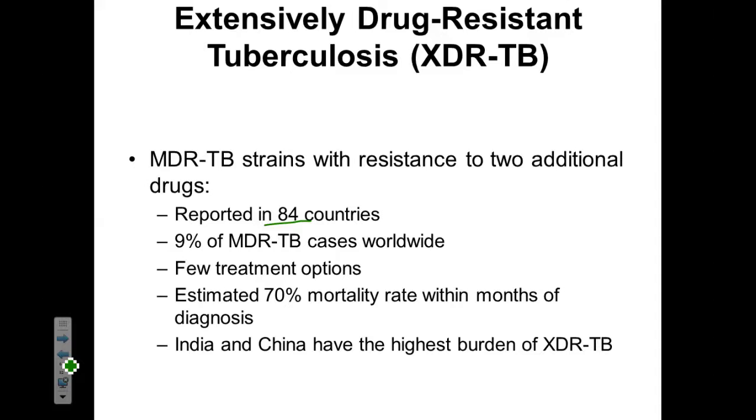Right now, India and China have the highest burden of pan-resistant, or XDR, TB.